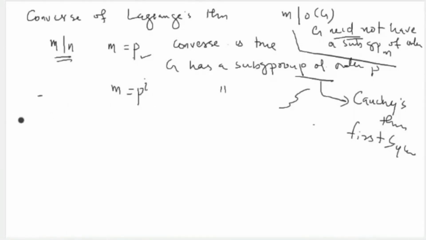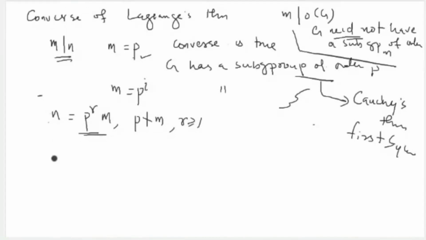Now, Sylow groups. As I mentioned, if n is written as p raised to r into m, where p does not divide m and r is greater than or equal to 1, that means p is a prime number dividing n, and the prime number may appear more than one time in n as a factor.